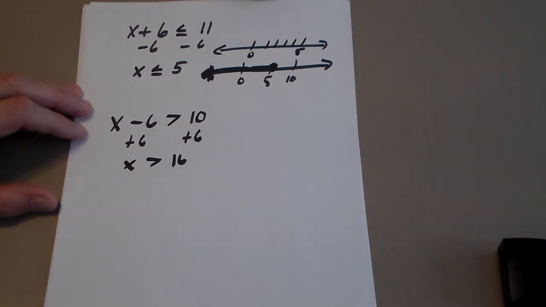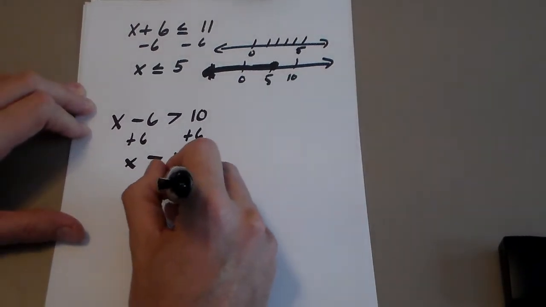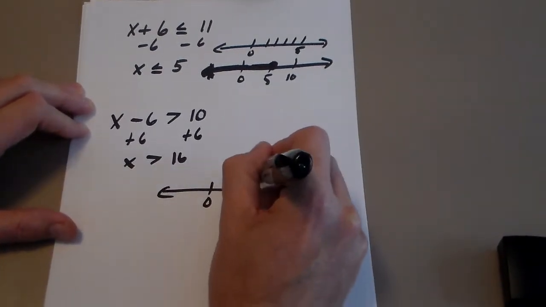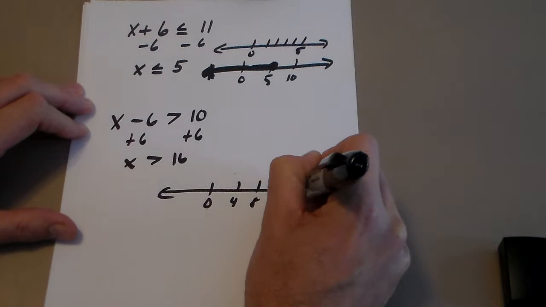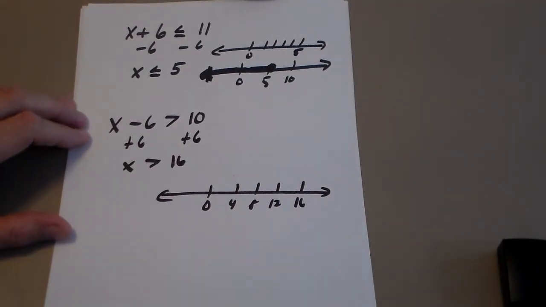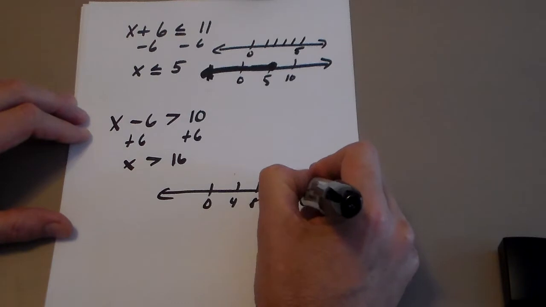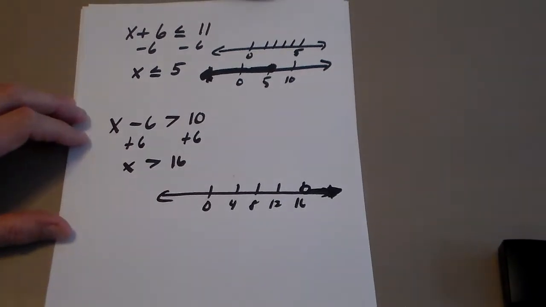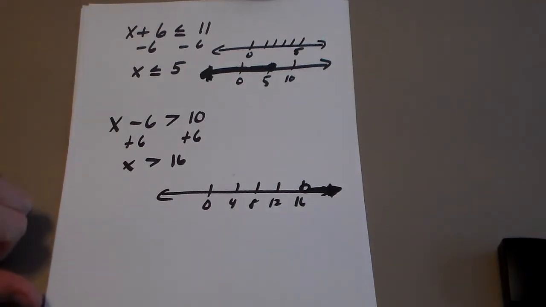And now I want to draw my graph. I'm not going to go to 16, guys. 0, 4, 8, 12, 16. X is greater than 16. It's not greater than or equal to. It's not less than or equal to. It's just simply greater than. So I'm going to make an open circle at 16. And I'm going to shade this way.